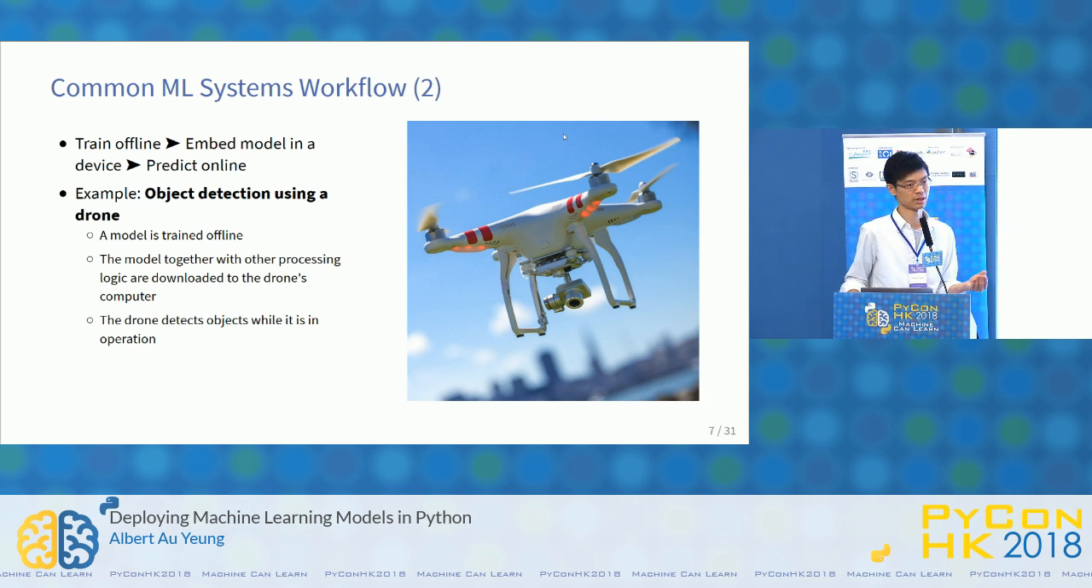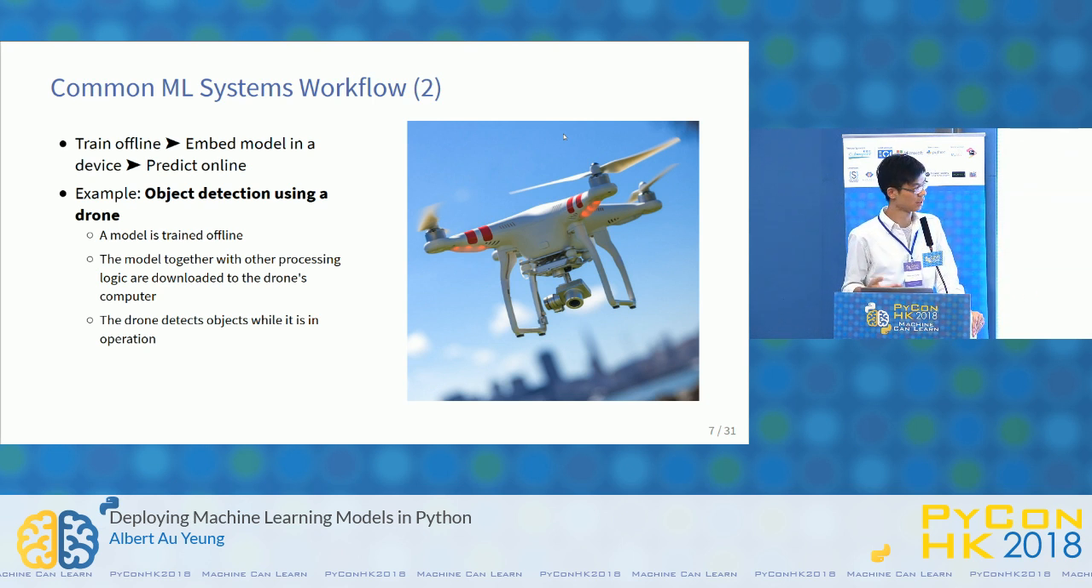Of course, you cannot expect the drone to be connected to the internet, where every frame it captures is sent to the internet for prediction and then comes back. This would be a lot of time delay. So what people usually do is they put the model inside the drone. And then when it is in operation, it will generate predictions by itself. So no networking is needed.